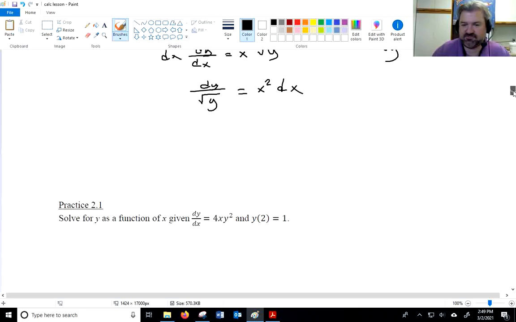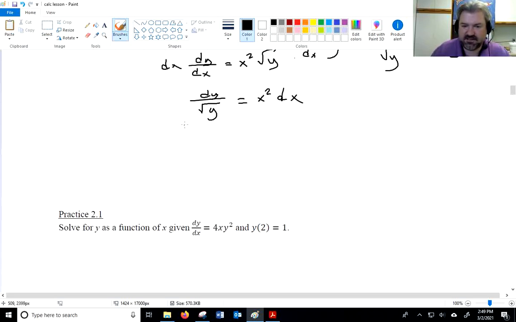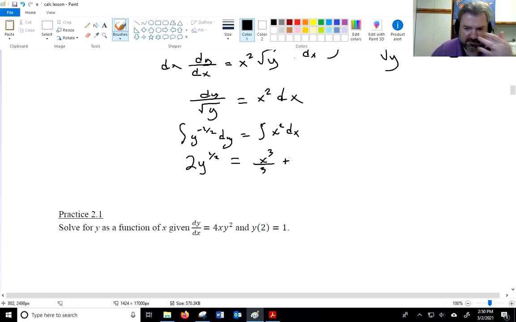All right, I'm going to do some rewriting before I integrate here. And this is going to be the integral of y to the negative 1/2 dy equals the integral of x squared times dx. The integral of y to the negative 1/2, add 1 to the exponent, giving you a positive 1/2, multiply by the reciprocal, so times 2. And this becomes x cubed over 3 plus c. I will go ahead and divide both sides by 2, giving me y to the 1/2 equals x cubed over 6, and again plus a c.